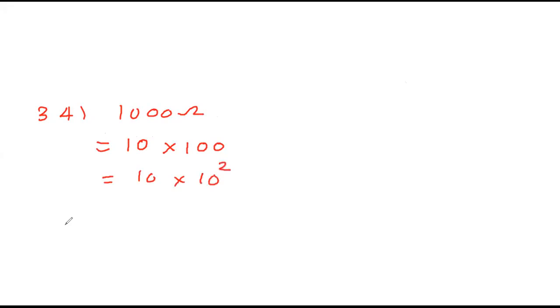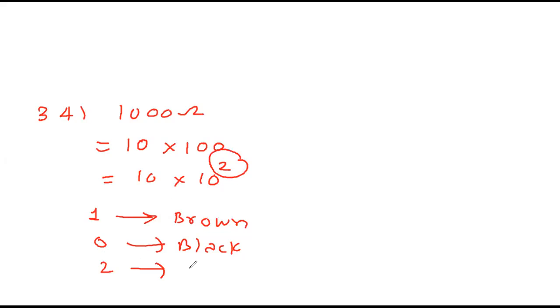34. The color code for 1000 ohm resistance R. 1000 ohm, you can write 10 into 100, correct? So can I write 10 raised to 2? Now 1 indicates which color? Brown. And 0 is for Black. And this 2 is for red. Check black, brown, red is there.